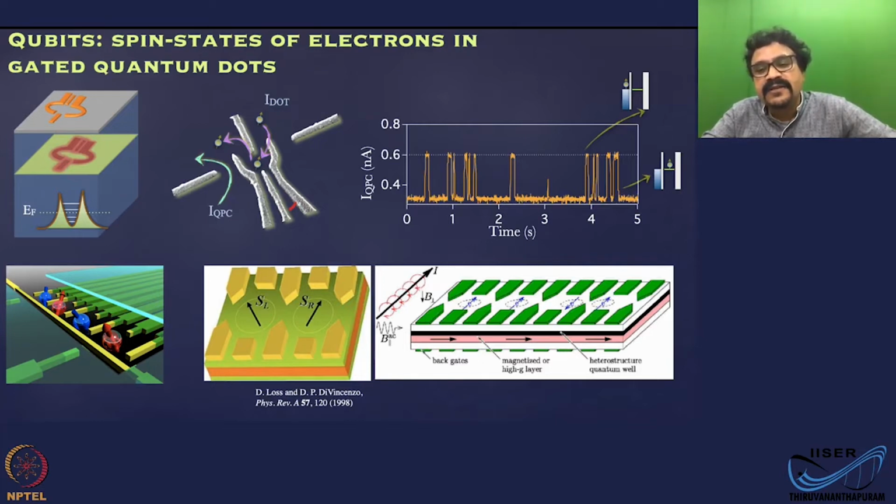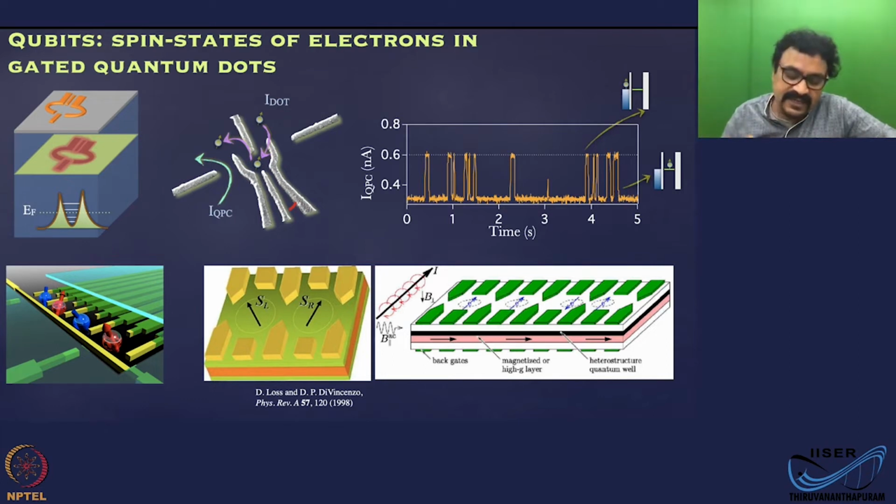Now, if you look at the DiVincenzo criteria for practical implementation of a quantum computer, which we have discussed in one of the previous lectures, you need to initialize the state. You should be able to address each of these bits. You should be able to read out the state, and have a long decoherence time. These are the main criteria.